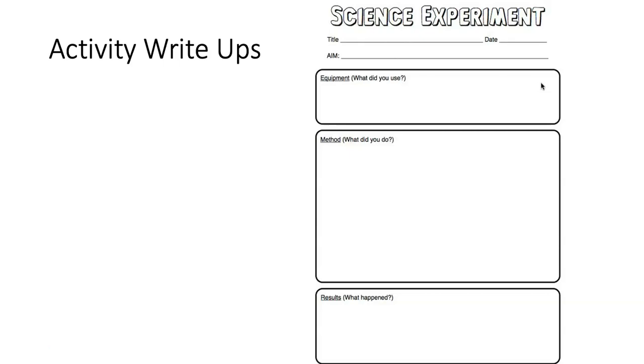So if you're going to do an activity write-up, consider adding more to it than just them writing down what they did. You need to take it to the next level for them so you can understand, do they really understand what they're observing and how it applies to the topic I'm teaching them.